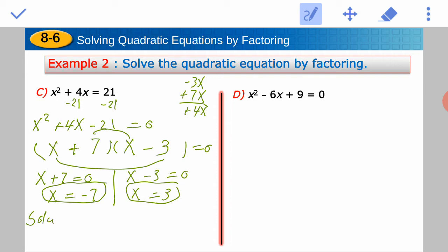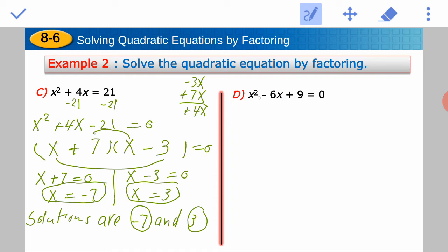Solutions are negative 7 and 3. Guys, don't write your solution in the form of an ordered pair because they are two different solutions in two different places.